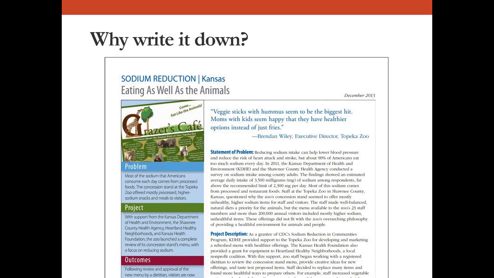It was known as the Eat as the Animals Eat campaign, and this is a flyer that highlighted the success of this effort. They worked to change the menu items and to really promote healthier items in the Topeka Zoo. Now that grant ended, and what has happened is that the offerings at the Topeka Zoo have gone back to the way they had done them before. The unhealthy items have reemerged and the healthy items are gone in much of the food areas.